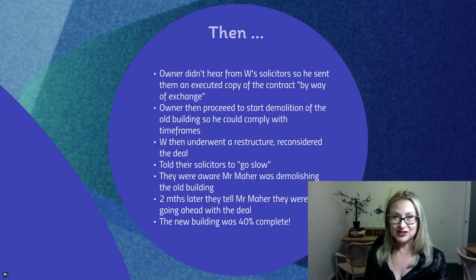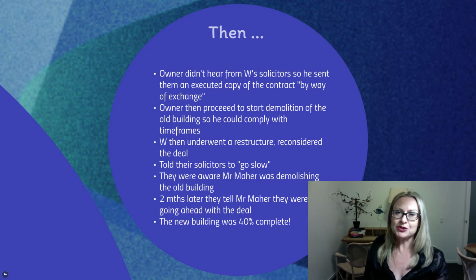However, Waltons certainly did not do that. The owner proceeded to start with demolition of the old building because, as I said, he was very cognizant of those time frames. Waltons then, they were heading into a bit of trouble in the late 80s, early 90s. Ultimately, they were wound up and they are no more. There is an old Waltons building still in Fortitude Valley if you live in Brisbane and you're of a mind to go and see it.